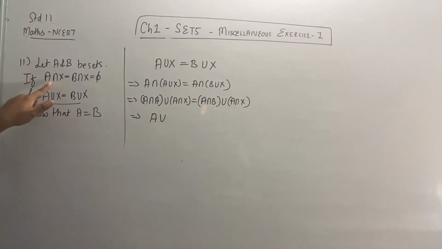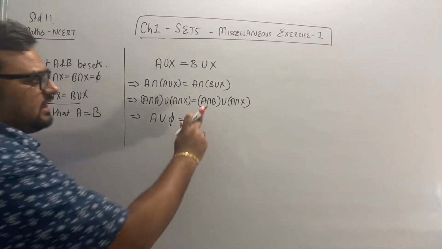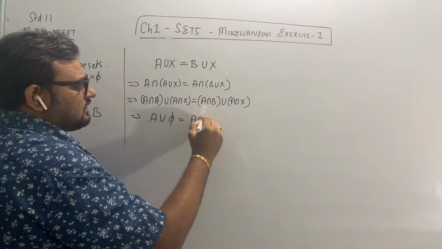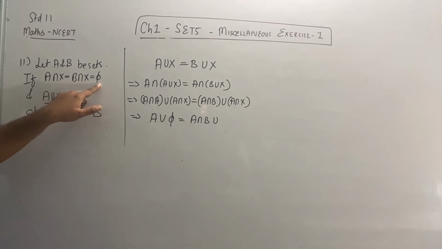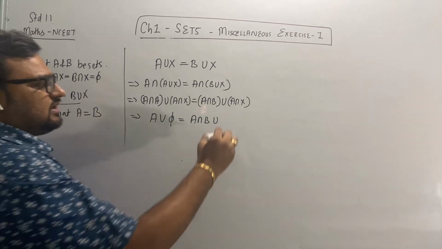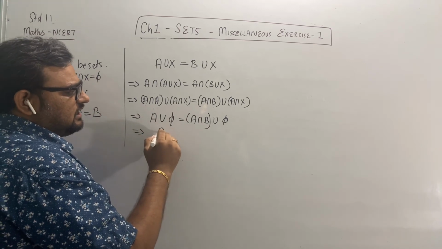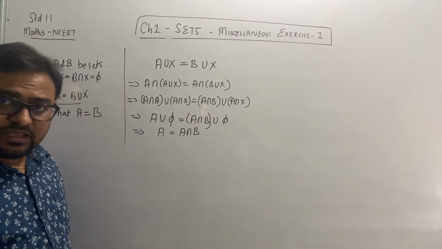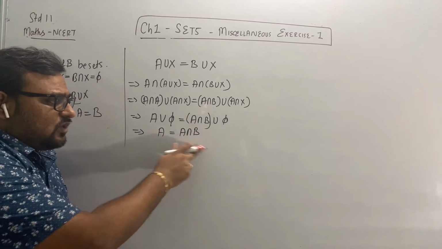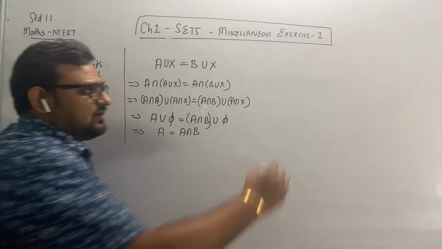Union. Now what is A intersection X? It is given as null set. So this will be equal to A intersection B union, what is A intersection X given? Again, null set. So that implies A equals A intersection B. Now, what does this imply? A equal to A intersection B. In this situation, I can say that it will be like this way.